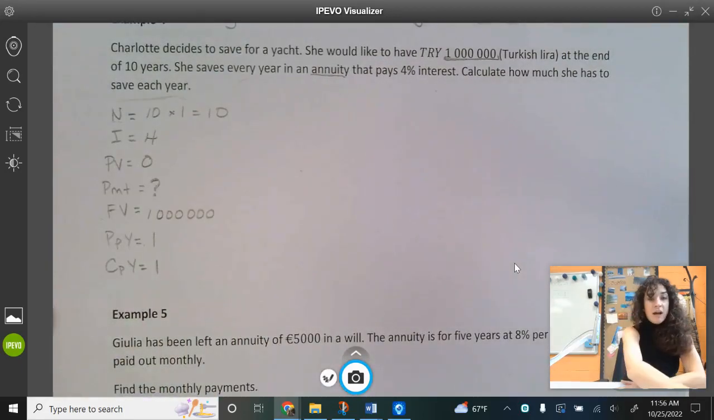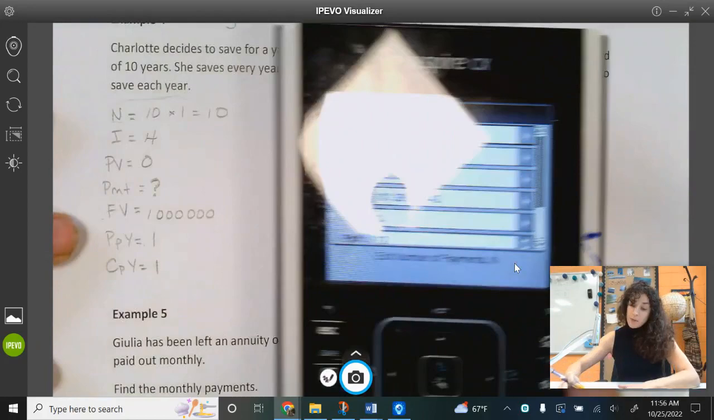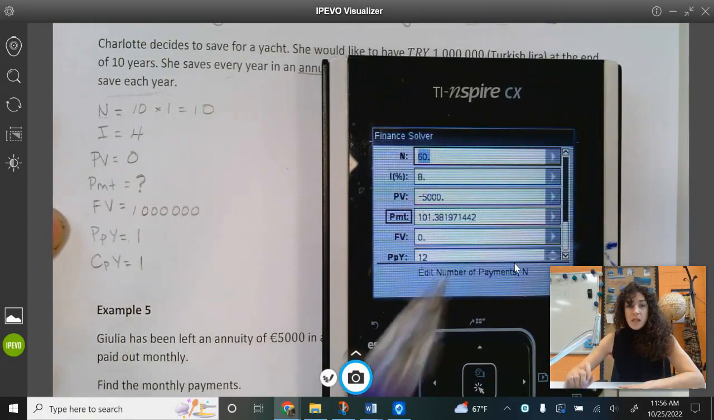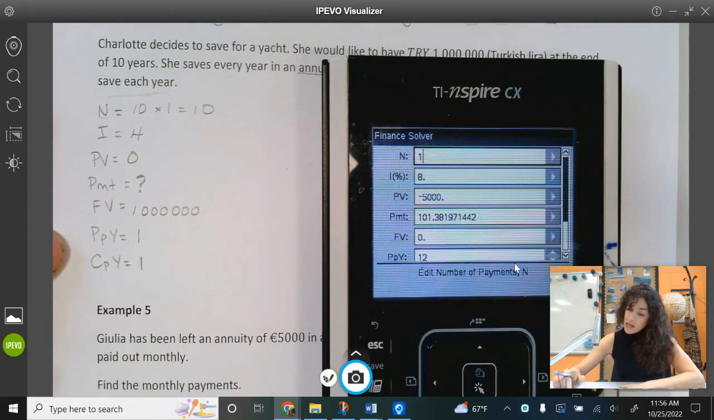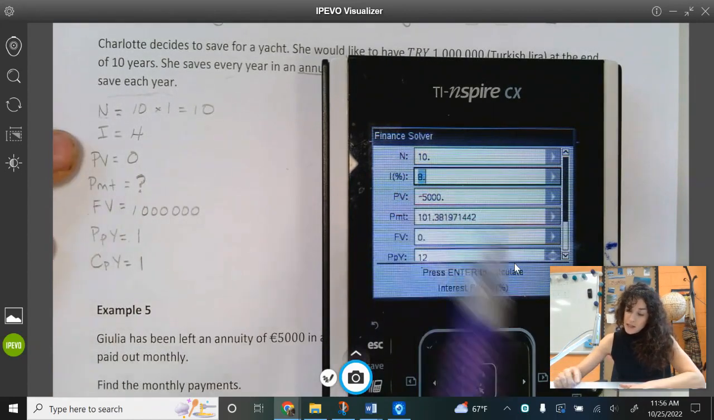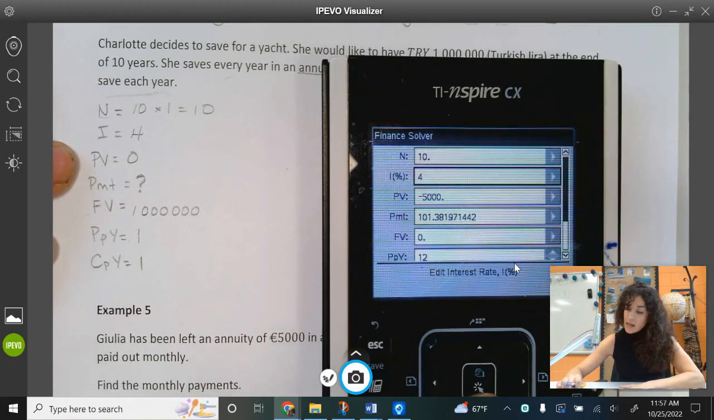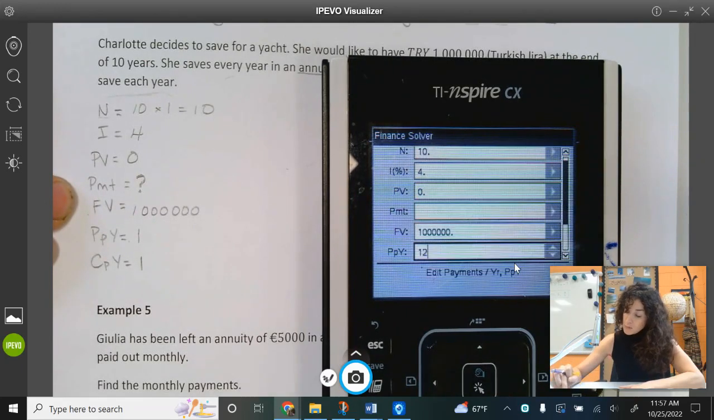Okay, now I have all the things that go into my graphing calculator. So now I can put them in for this guy. So, okay, oops. N is 10. I is 4. This is your calculator menu 8-1, right? So if you're trying to figure out where that happened, pause the video now and get to the same place as me, and then start typing this in. 0. Payments are what we're trying to find, so I just automatically delete it and then move on. Final value is positive 1 million.